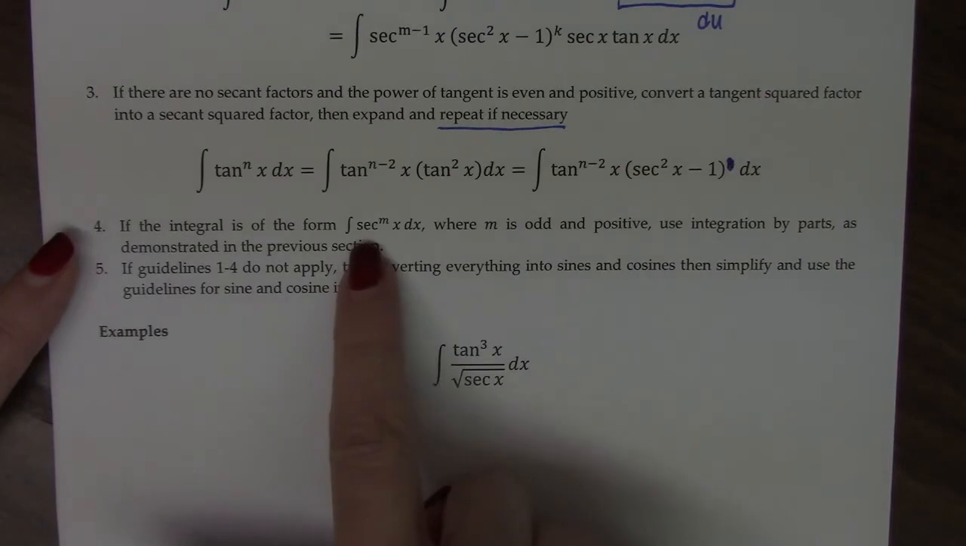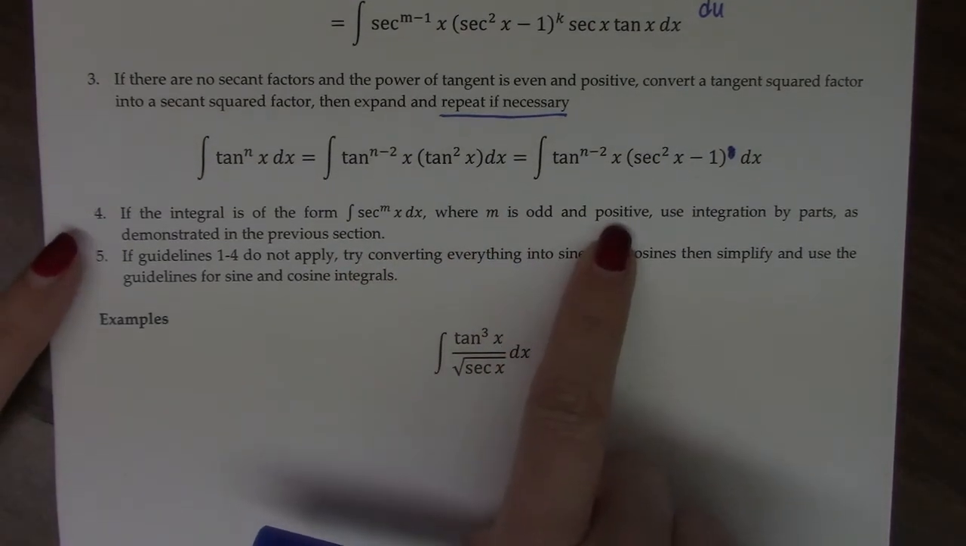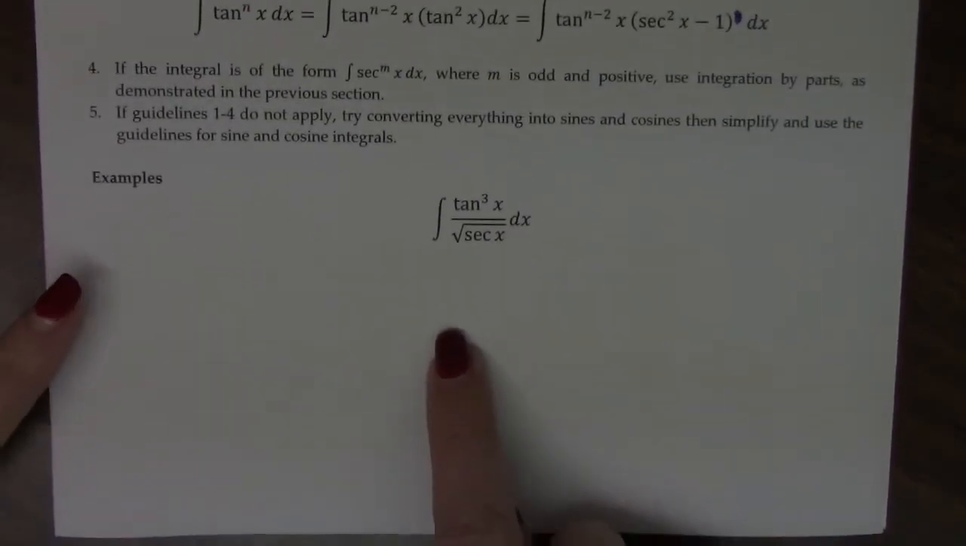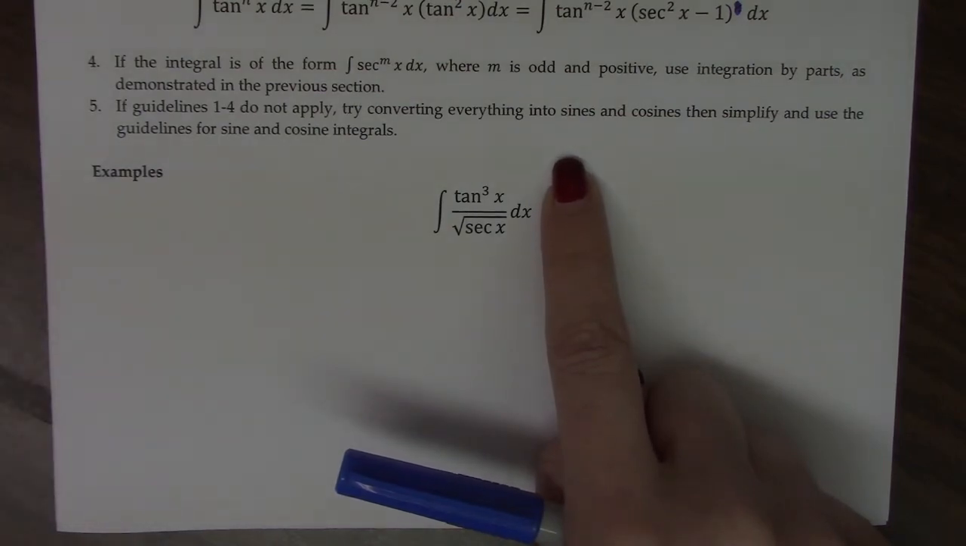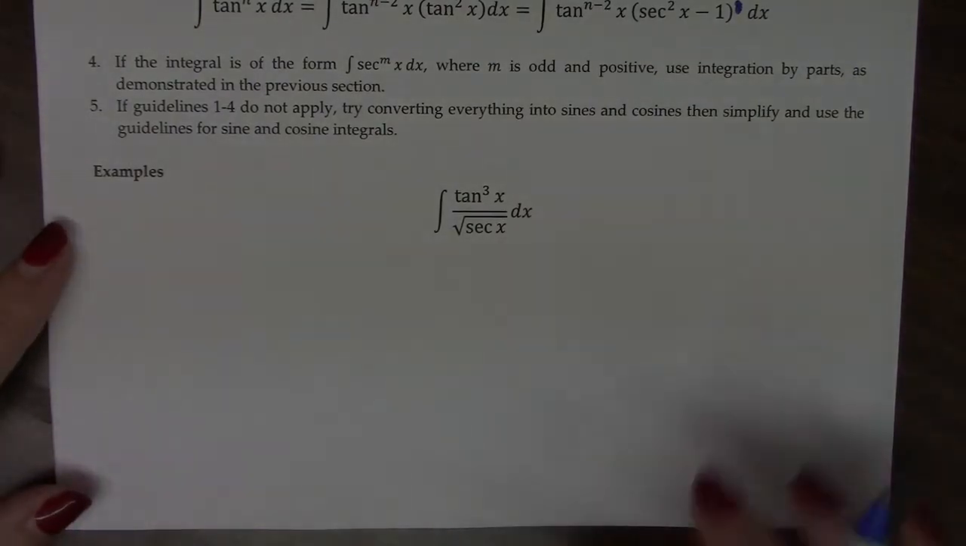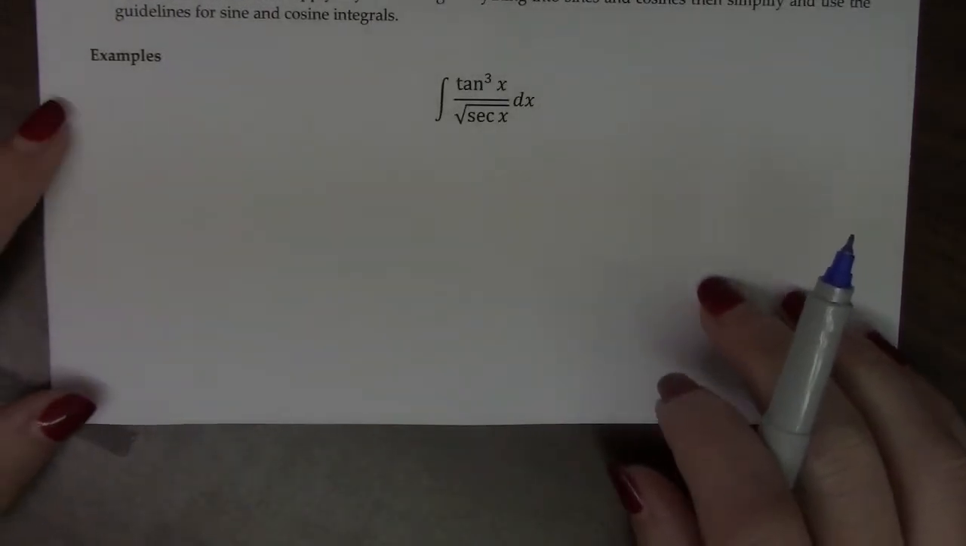If the integral is the form of just secant, and secant is odd and positive, then we can do integration by parts. And we actually looked at this in the integration by parts section when we did the example of secant cubed. However, if guidelines 1 through 4 do not apply, try converting everything into sines and cosines, and then simplify and use the guidelines for our sine cosine integrals. So let's look at some examples of how to apply this.